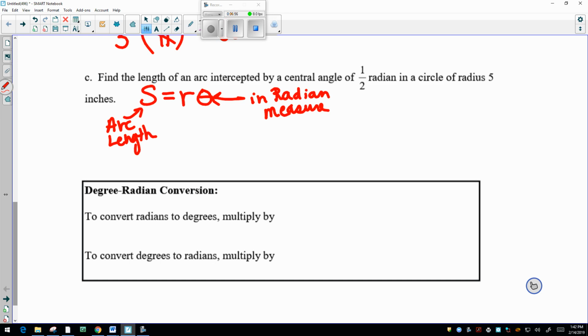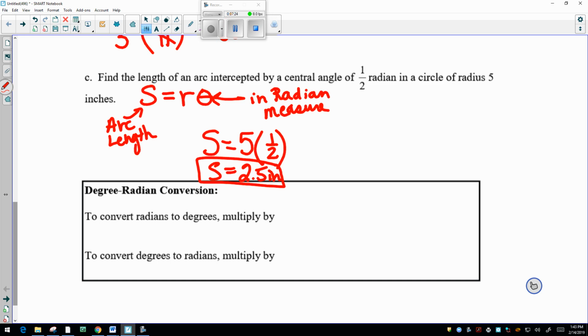So we're finding the length of an arc, so we're finding S, intercepted by a central angle of 1/2 radian in a circle of radius 5 inches. So I'm trying to find S. I have a radius of 5. I have my central angle of 1/2 radians. It's already in radians, so I don't have to do a conversion. So that means my arc length is going to be equal to 2.5 inches.